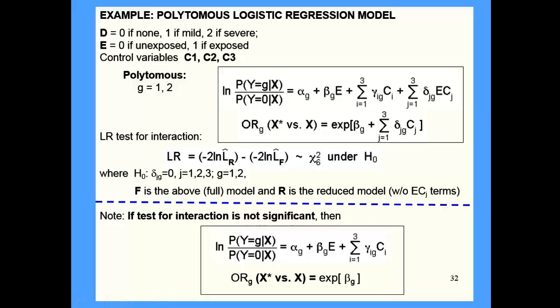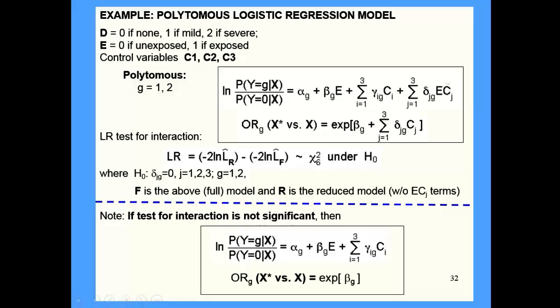See, it says delta JG, and G goes from 1 to 2. So there are 3 deltas for each of the different G categories that you're comparing to the reference group. So there are 6 deltas. The null hypothesis to test for interaction is that all 6 deltas, delta JG, where J goes from 1 to 3 and G goes from 1 to 2, are 0. It's a chi-square with 6 degrees of freedom. So if you're testing for interaction here, it'd be a 6 degree of freedom chi-square test.